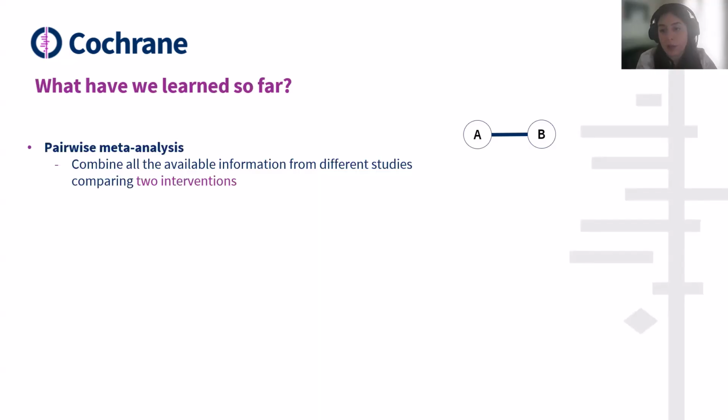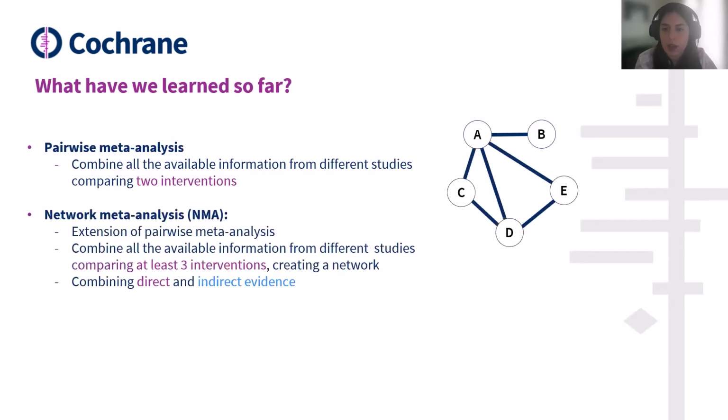However, for most health conditions, we often have more than two interventions to choose from. That's where network meta-analysis comes in. Network meta-analysis extends the concept of pairwise meta-analysis and lets us compare multiple interventions in a single framework. It uses both direct and indirect evidence. With direct evidence, we refer to evidence obtained from studies that compare two interventions head-to-head, for example A and B, while with indirect evidence, we mean evidence obtained through one or more common comparators.